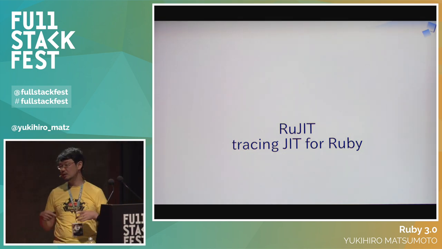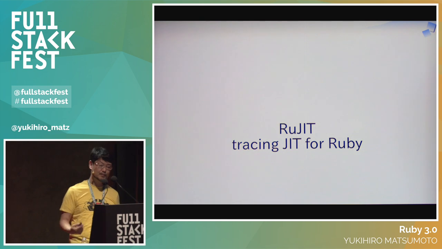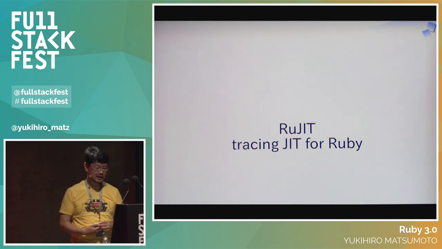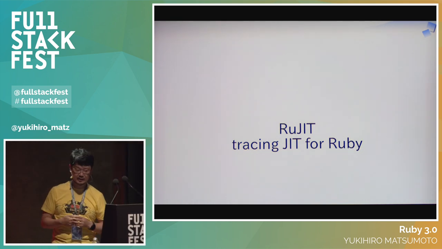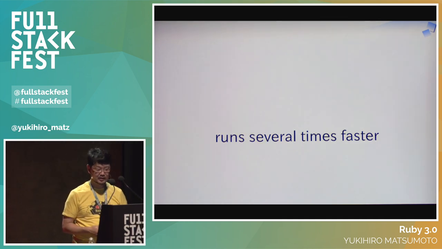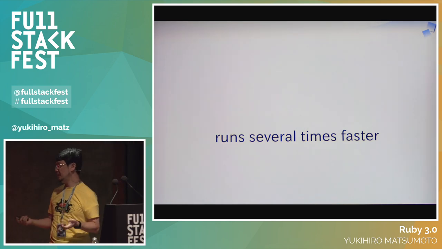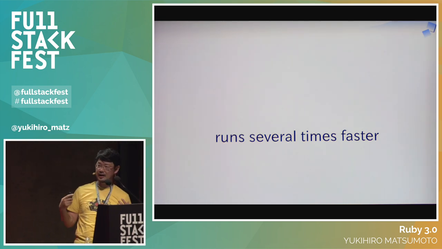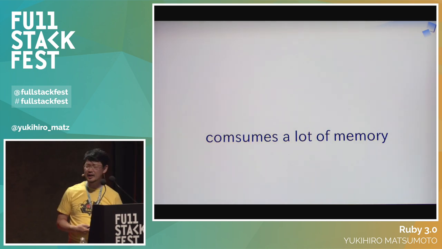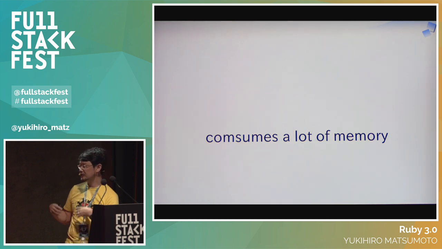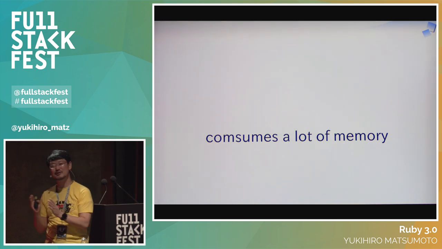So the Ruby Association, the organization behind helping maintenance and development of the Ruby language, gave the grant to develop this RuJIT. So then we found out that using RuJIT, Ruby runs several times faster for many benchmarks, many micro benchmarks, I mean. But it consumes a lot of memory at the same time. For example, the tracing JIT compiles the trace. I don't think I can explain correctly. Ask somebody.